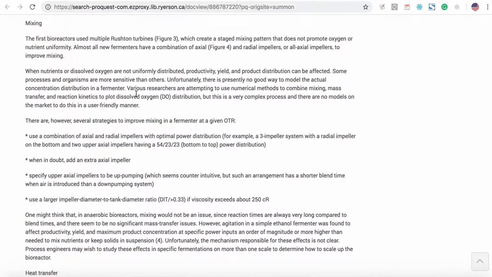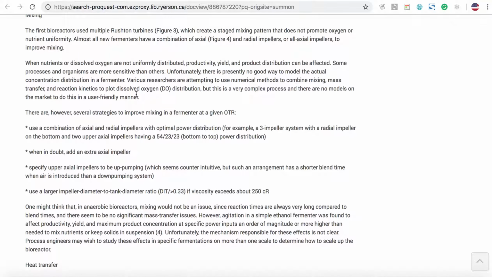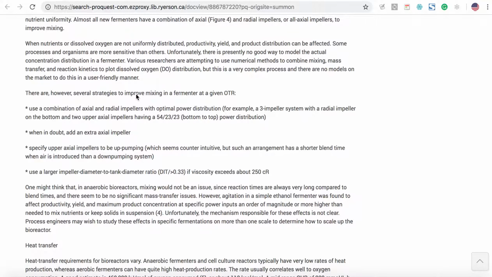First bioreactors used multiple Rushton turbines, which create a stage mixing pattern that doesn't promote oxygen or nutrients uniformity. Almost all new fermenters have a combination of axial and radial impellers or all axial impellers to improve mixing. When nutrients or dissolved oxygen are not uniformly distributed, productivity, yield, and product distribution can be affected.